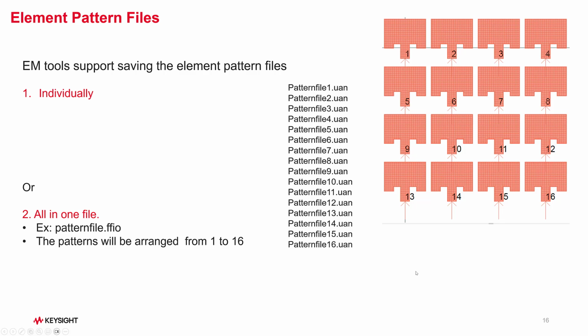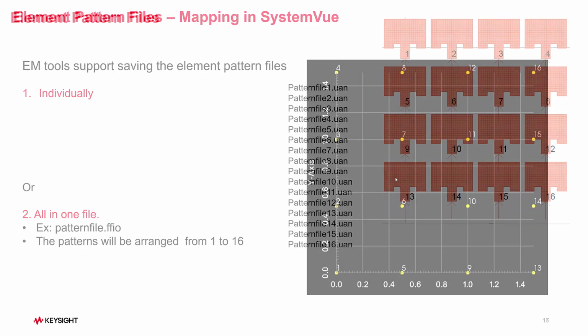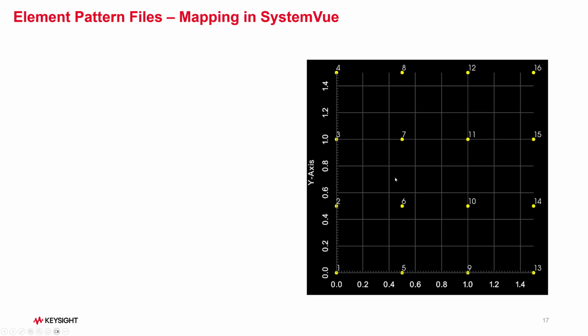These are placed row-wise. So how can we take this array and then map it in SystemVue? If we go into SystemVue and just use the architecture, say we define a 4x4 rectangular array, SystemVue has a default way of placing the elements in this kind of a fashion.